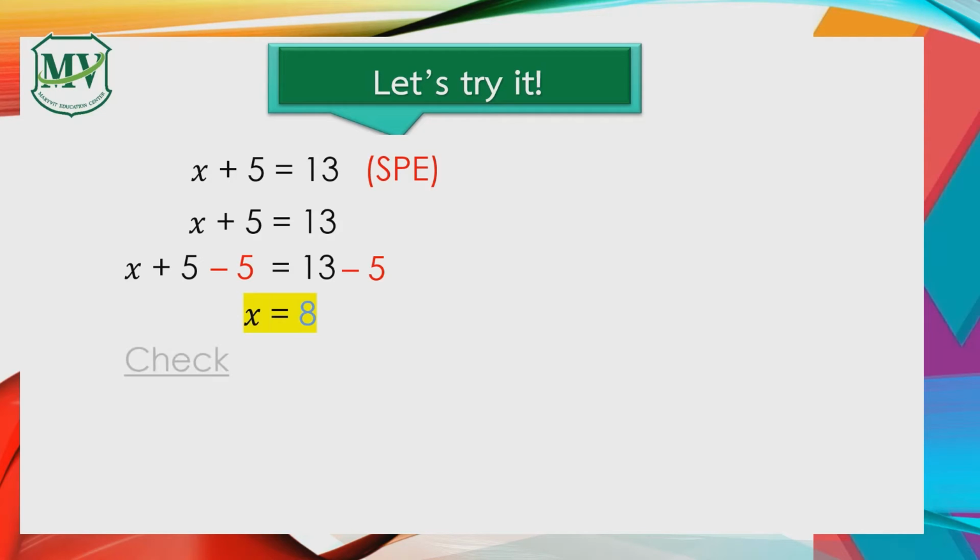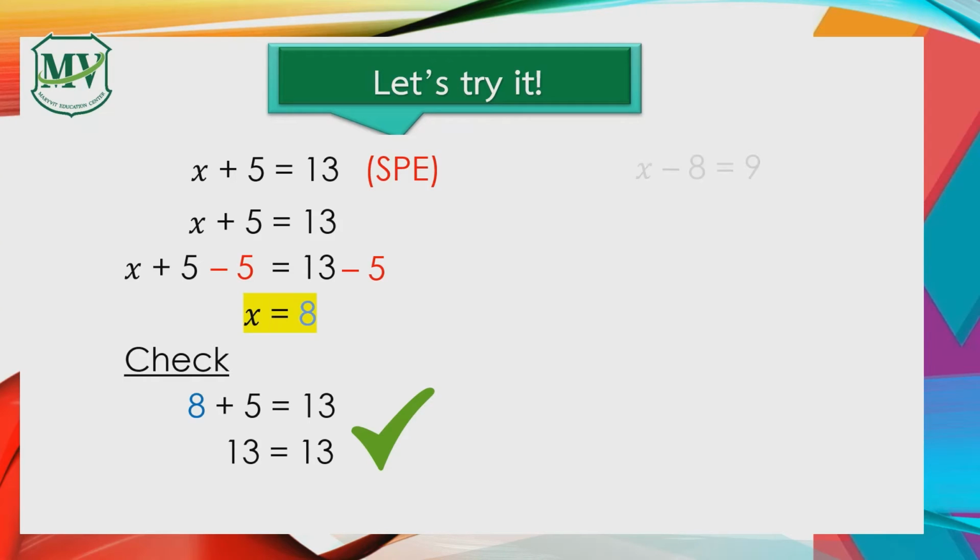If we are going to check this one, let's substitute the value of x in the original equation. So 8 plus 5 is equal to 13. Both sides of the equation are equal. 13 is equal to 13. So our answer is correct.